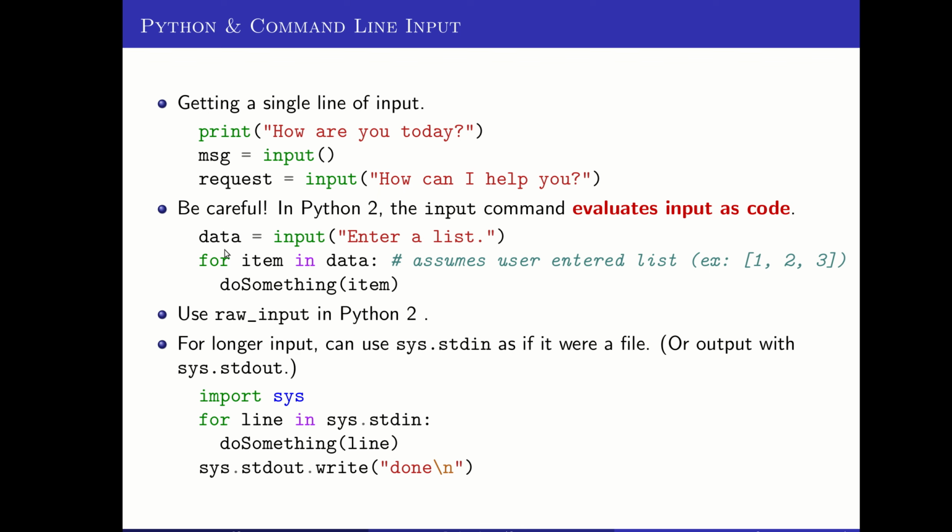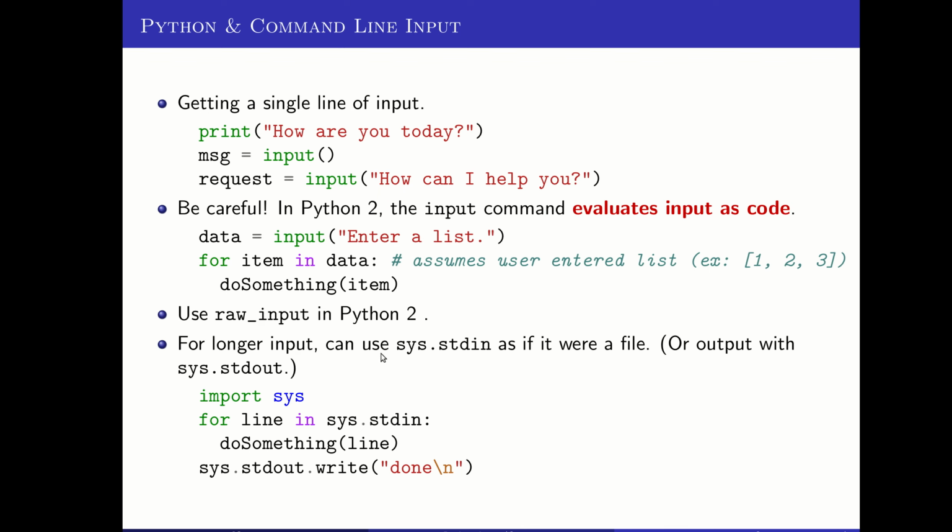And if they did that, then I can loop over the data that they've provided there, or I could again execute a full line of Python code, which also means that if they input a Python command that would delete my entire file system, they may well just be allowed to do that, and that would just be accepted. So be very careful about using the input command in Python 2. What you probably want in Python 2 is raw_input, which just brings in the input as a string, like the Python 3 input function does.